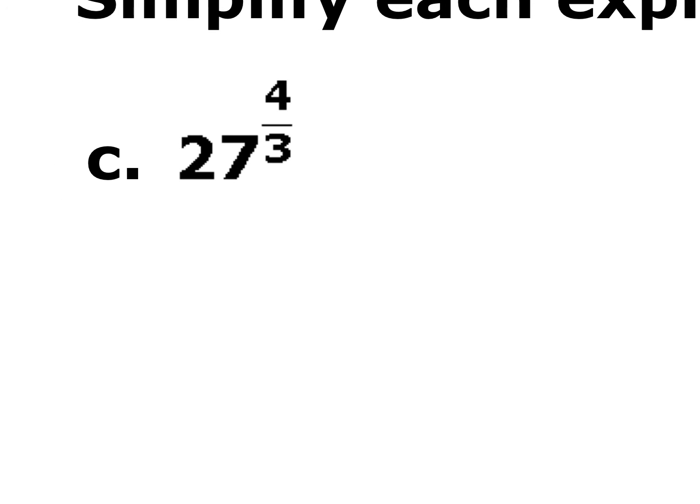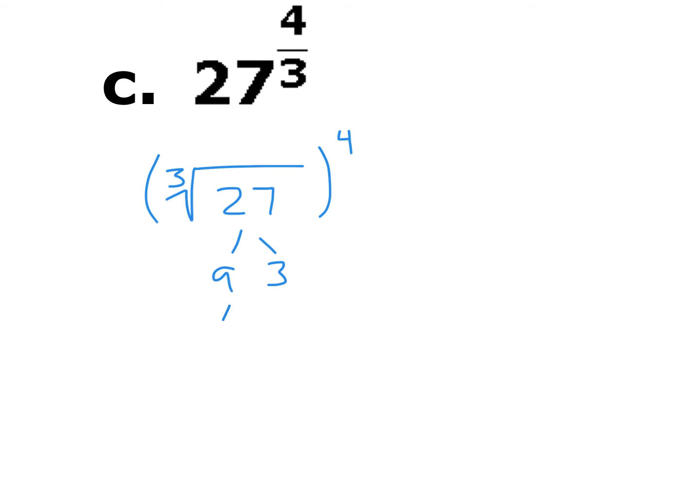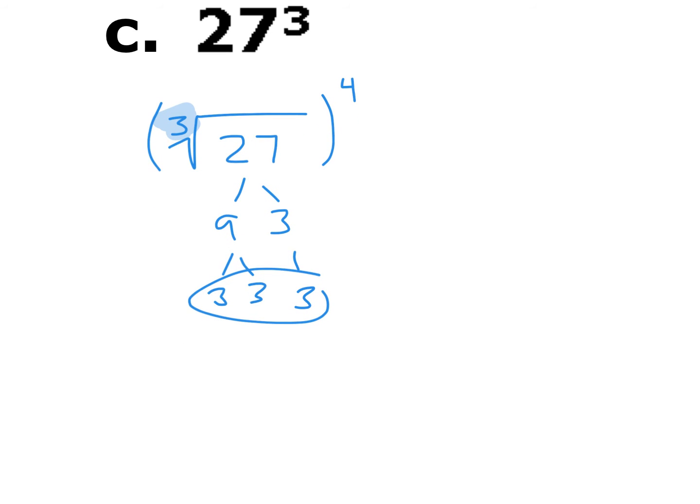All right, C. What is our index? 3. So 3 goes out front, 27 goes on the inside, and 4 stays up top. What are some factors of 27? 9 and 3. What are factors of 9? 3 and 3. We need to circle groups of how many? 3. So we circle all 3 of our 3's. So what would our answer for the inside part be? 3. But we still have 3 to the 4th power.